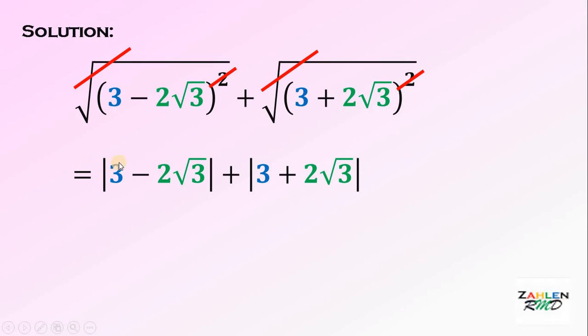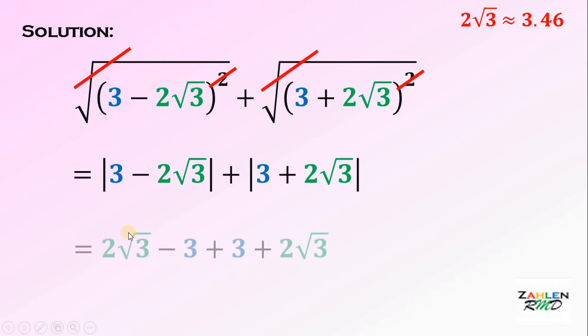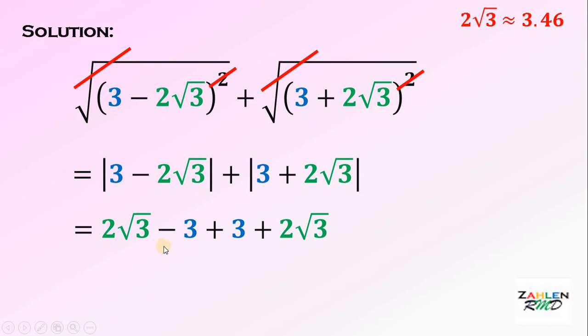Now here's the problem. 2 square root of 3 is approximately 3.46. Therefore, 3 minus 2 square root of 3 is a negative number. It's definitely a negative number. Therefore, to make it positive, we can do 2 square root of 3 minus 3. This is definitely a positive number. Then bring down 3 plus 2 square root of 3.